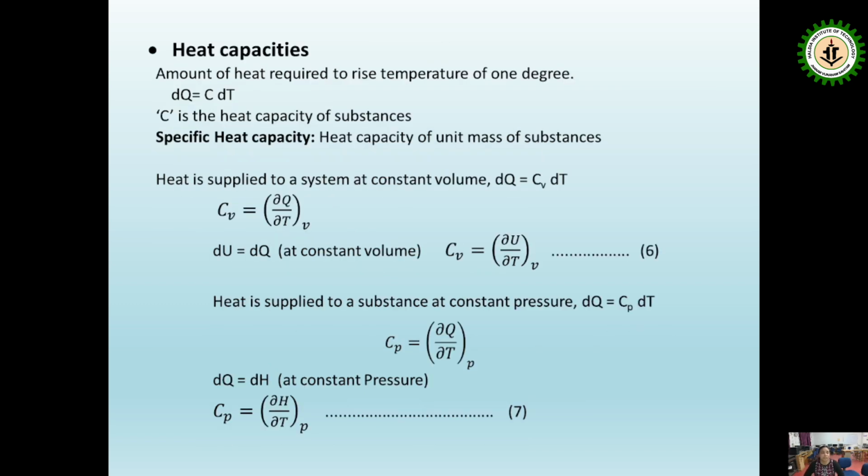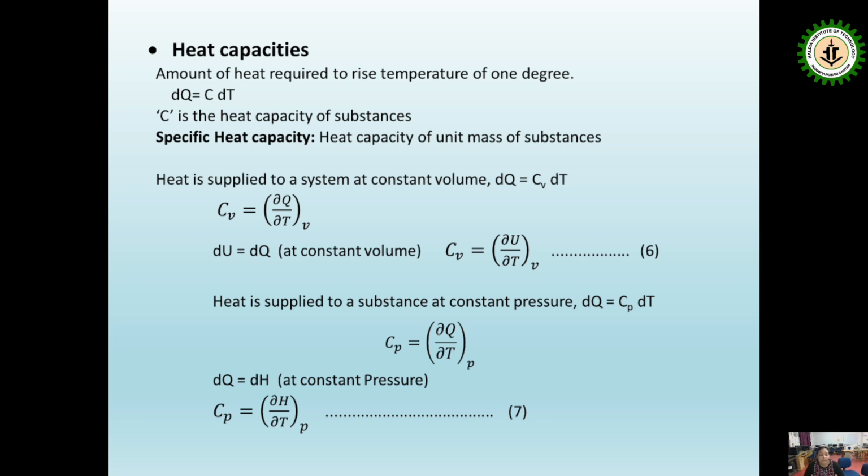Now heat capacities. Heat capacity is defined as the amount of heat required to raise the temperature by 1 degree. It is represented as dq equal to C dT, where C is the heat capacity of the substance. And specific heat capacity is the heat capacity of unit mass of the substance. Heat capacity is of two types: heat capacity at constant pressure, that is Cp, and heat capacity at constant volume, Cv.